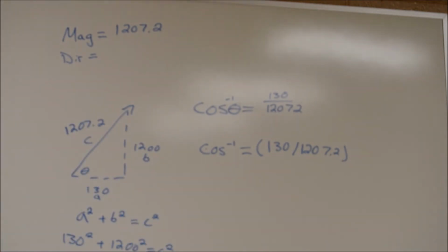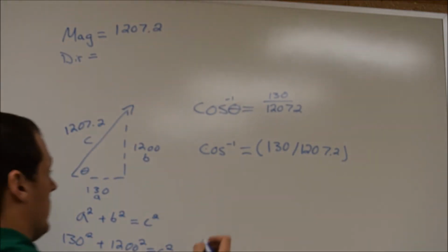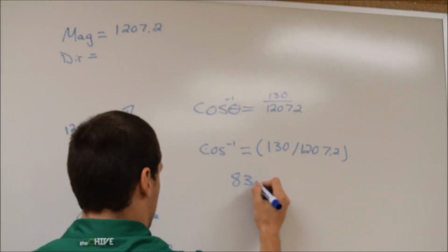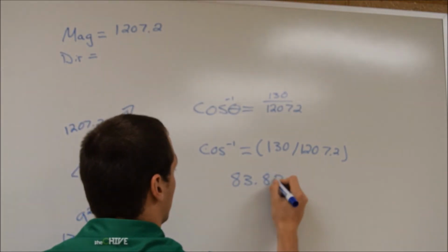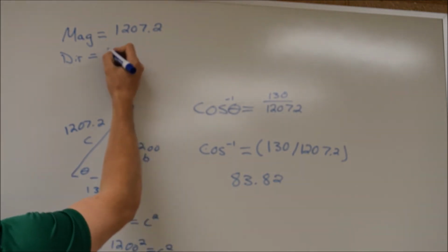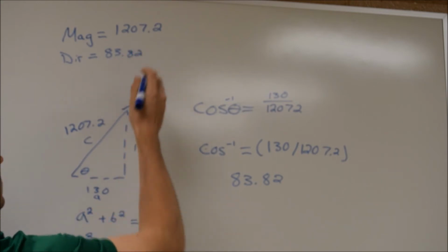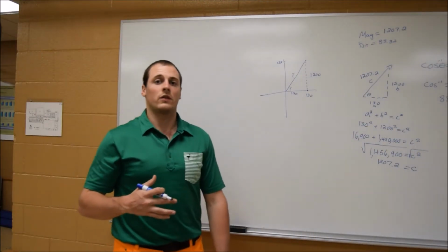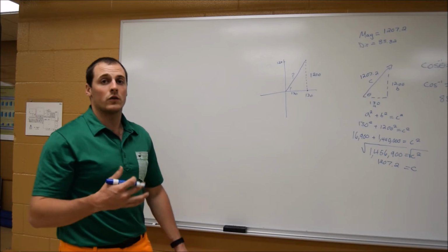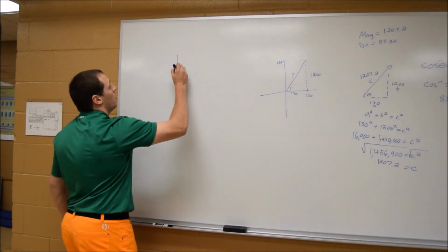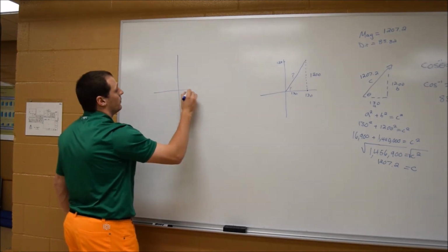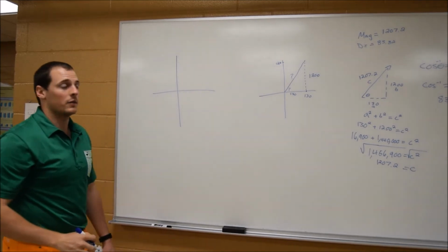And then when you do that, you should get 83.82 for the magnitude, or sorry, for the direction. So for the direction, it's going to be 83.82. One thing that's important to look for when we're assessing the direction is that we want to know where our vector lies within the coordinate system.